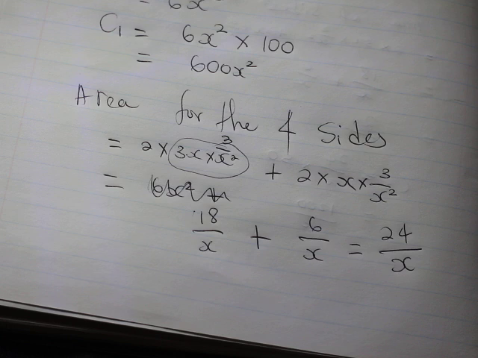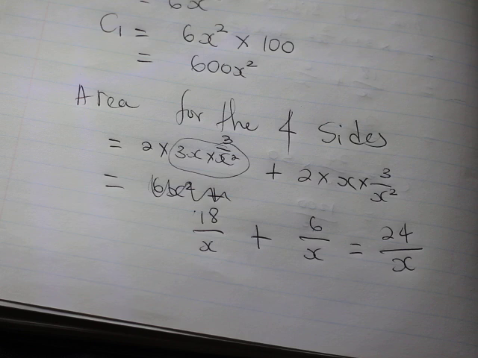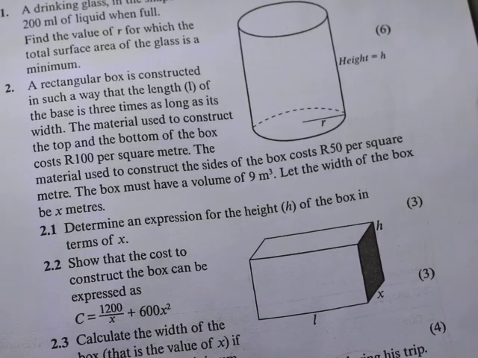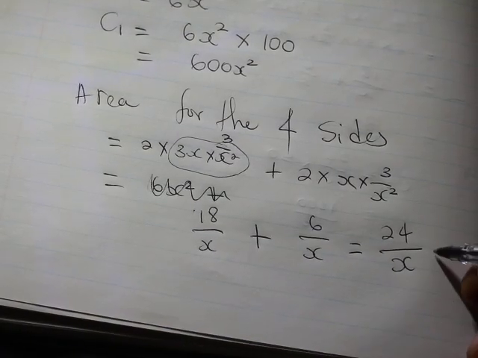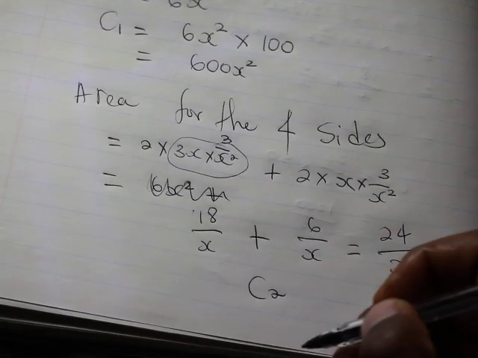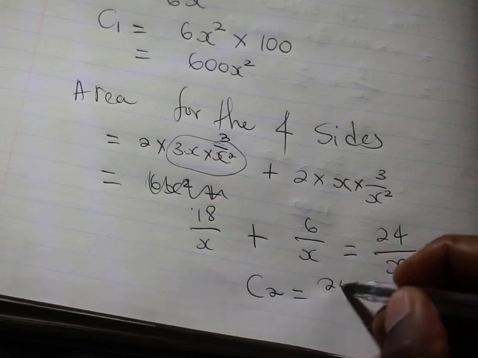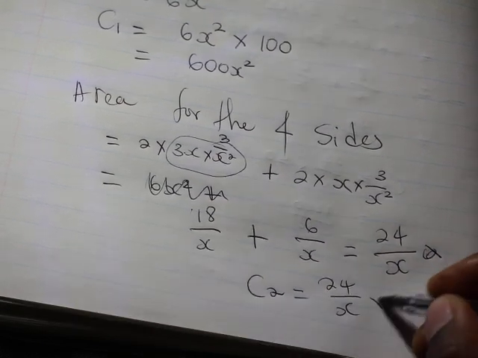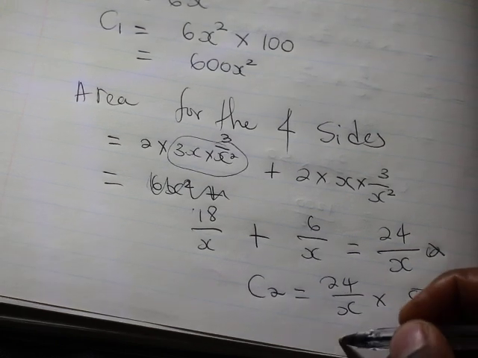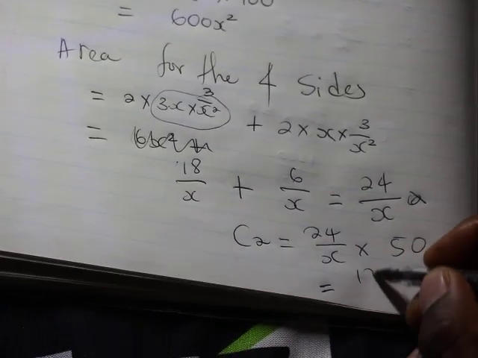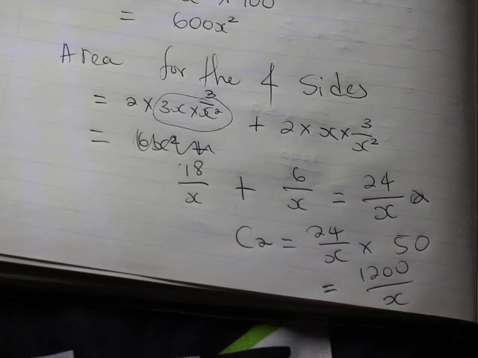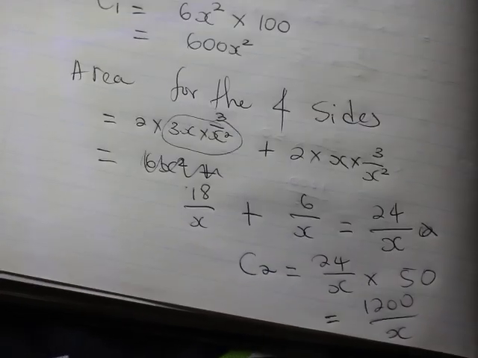This is just the surface area for the 4 sides, the area for the 4 sides in total. Now we need to multiply it with the cost specifically for the sides, and we're given the cost to be 50 rands per square meter. This is our area in square meters, so C2, which is cost number 2, is going to be the area for the 4 sides times the cost, which is 50 rand, and this becomes 1200 over x. We now need to add C1 and C2 to find our final answer.